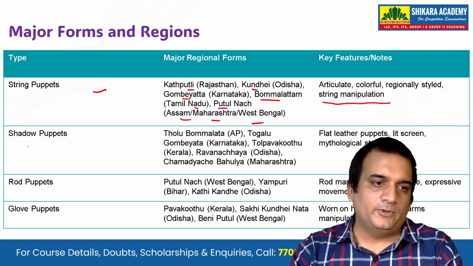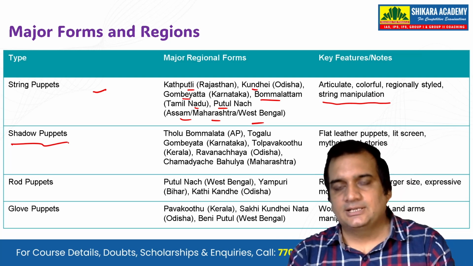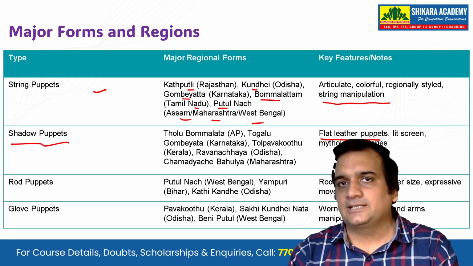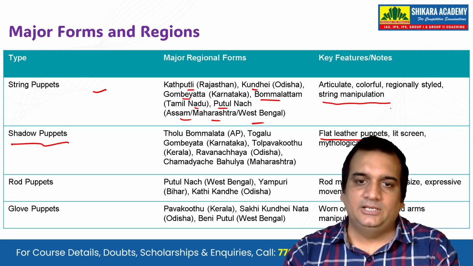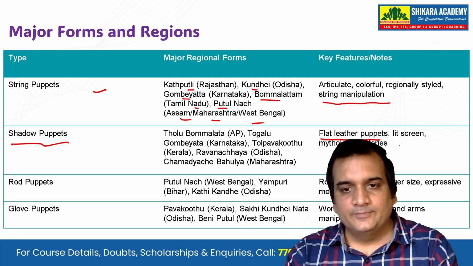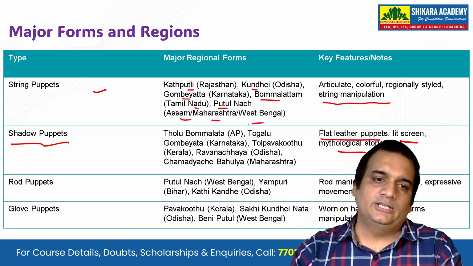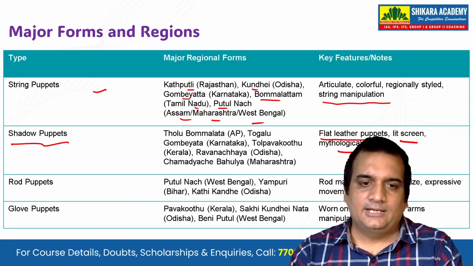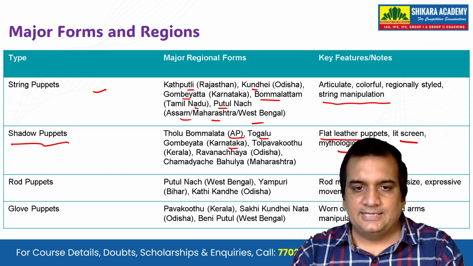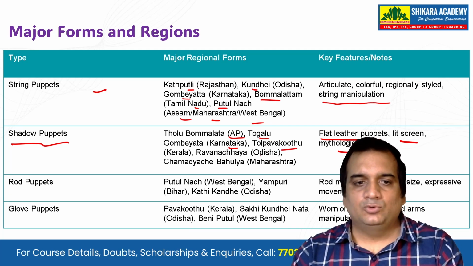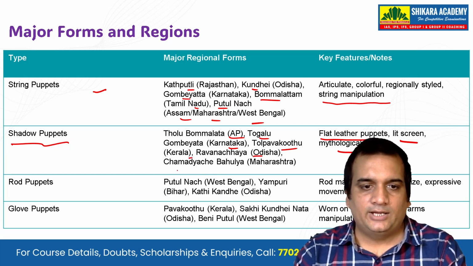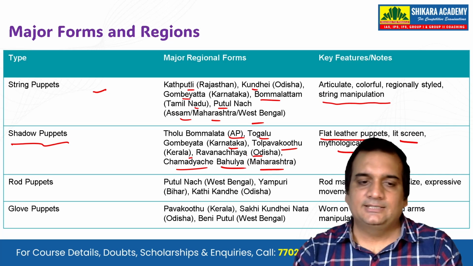Okay, so the shadow puppets, obviously the name itself suggests the shadows are being used, and these flat puppets are made of leather. Please understand that string puppets are mostly made of wood. A lit screen is used and mythological stories are shown here. Tholu Bomalatta is in Andhra Pradesh. Togalu Gombe Atta is in Karnataka. Then you have Tolpa Vakutu in Kerala, Ravana Chaya in Odisha, and Chamdiache Bhulia in Maharashtra.